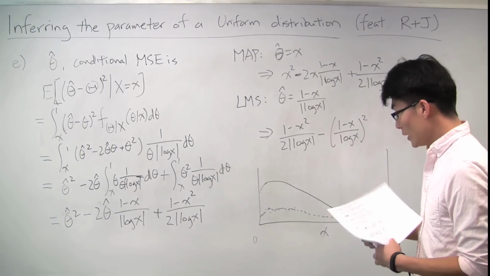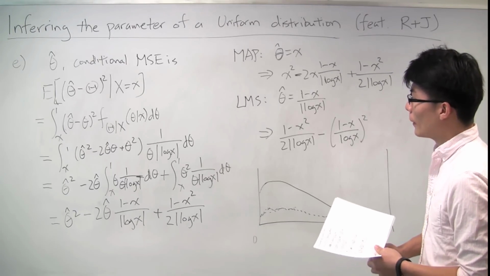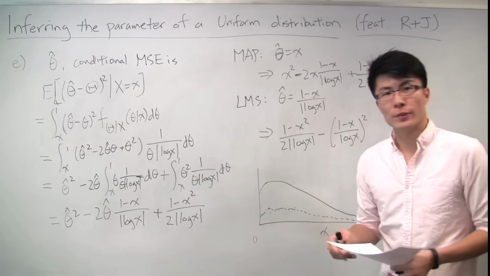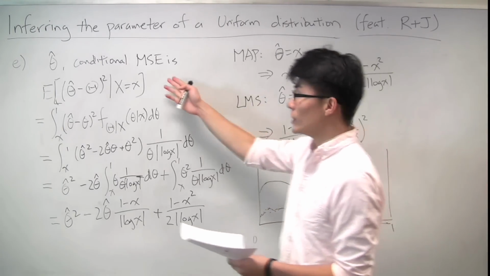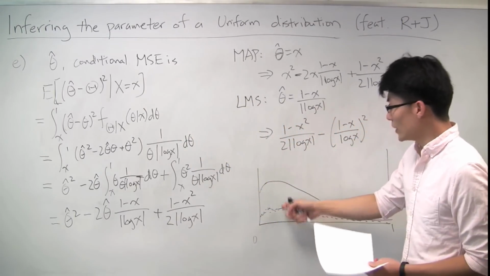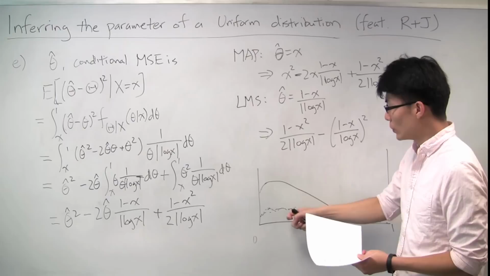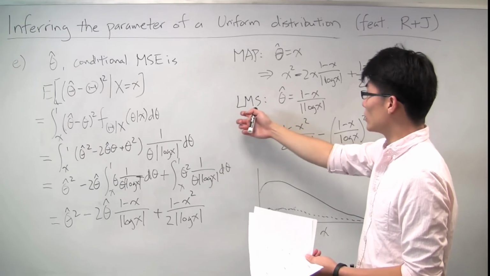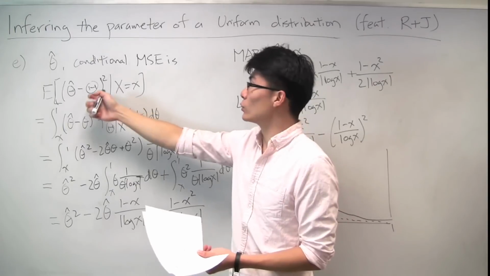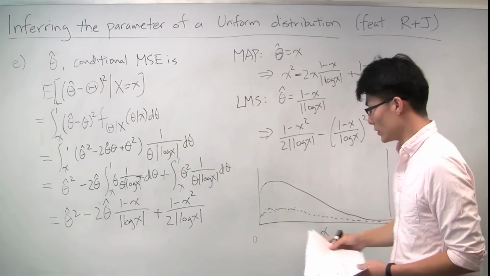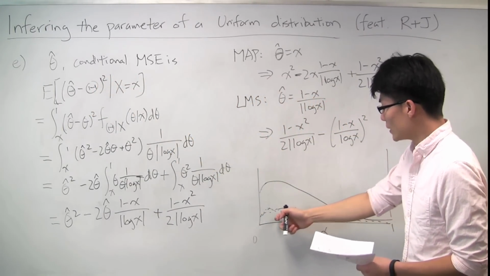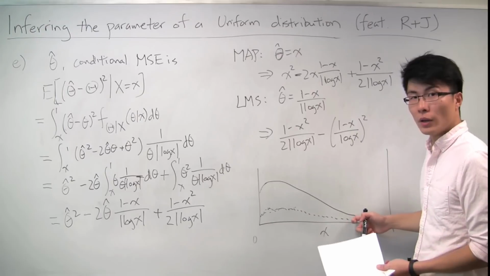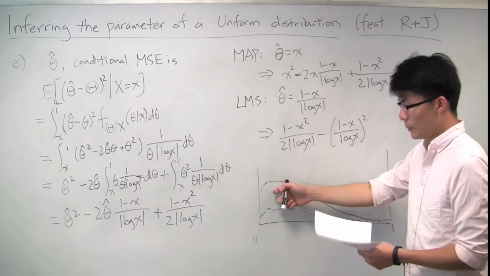And so it turns out that if your metric for how good your estimate is is the conditional mean squared error, then LMS is better than MAP. And this is true because LMS is actually designed to minimize this mean squared error. And so in this case, the LMS estimator should have a better mean squared error than the MAP estimator.